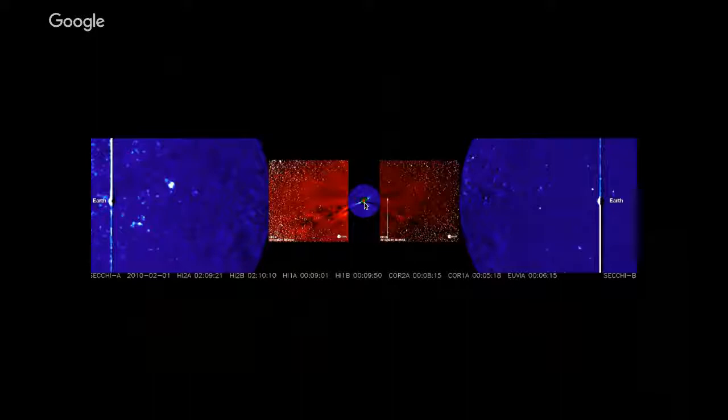What I've got here collectively are images taken from spacecraft looking at the sun and looking at all the space between the sun and the Earth. So this is the Earth over here on the left-hand side, and also over here on the right-hand side. The reason I've got these two is that I'm using two different spacecraft to make this movie. It takes a bit of thinking about. What NASA did in 2006 was launch two spacecraft into orbit around the sun, just as the Earth is in orbit around the sun.